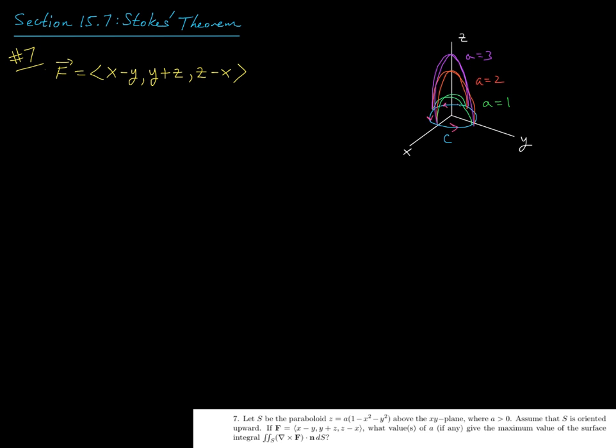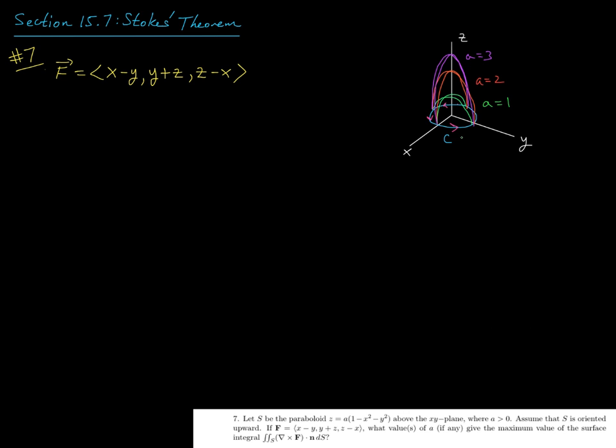Okay, so here are a few paraboloids by choosing different values of a here. And our job is to figure out the value of a, if such a value exists, that will maximize the surface integral of the curl. In other words, we're going to maximize the total circulation throughout the paraboloid.